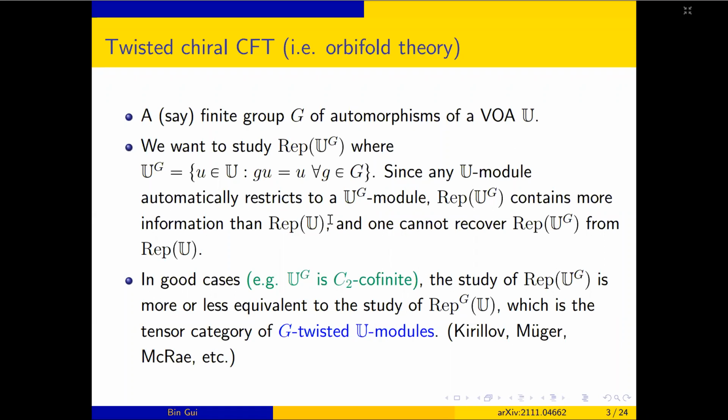We have to study not just these ordinary representations, ordinary modules. We should also study these so-called G-twisted representations. And there are indeed some general theorems that guarantee that, if your VOA satisfies some natural conditions, then these two categories are related, and you can go from one side to the other side and vice versa. These theorems are mainly due to Kirillov-Mason and more recently Robert McRae. So that's why we are interested in twisted modules, because we need twisted modules to study the representation of the fixed points of the algebra. Okay, so this is a very quick introduction to the orbifold conformal field theory.